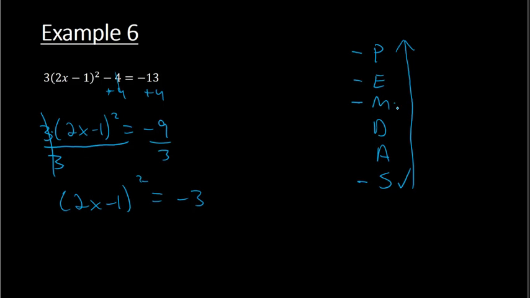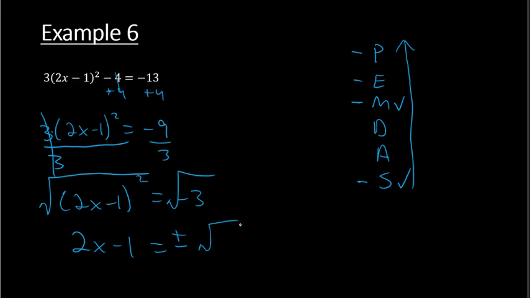Alright, so multiplication is done. Next we have the exponent. So to get rid of the exponent, I can do the inverse, or the opposite of squaring, which is square root. So I take the square root of both sides. This left side, we're left with a 2x minus 1. The right side, we have a plus or minus square root of negative 3.